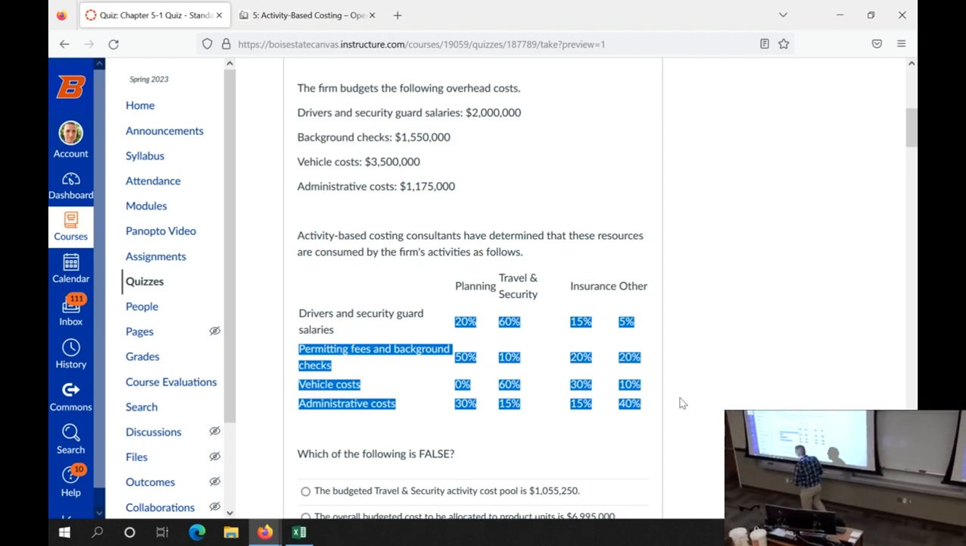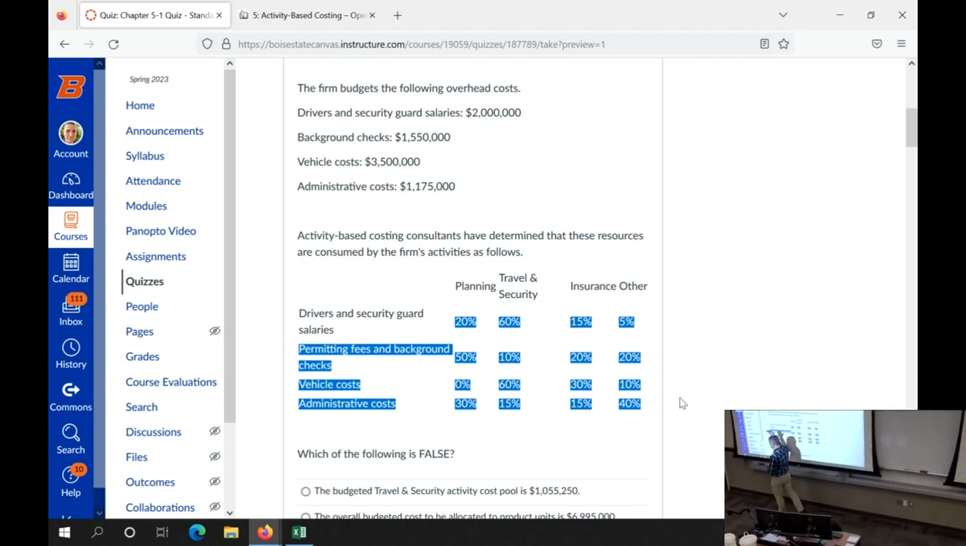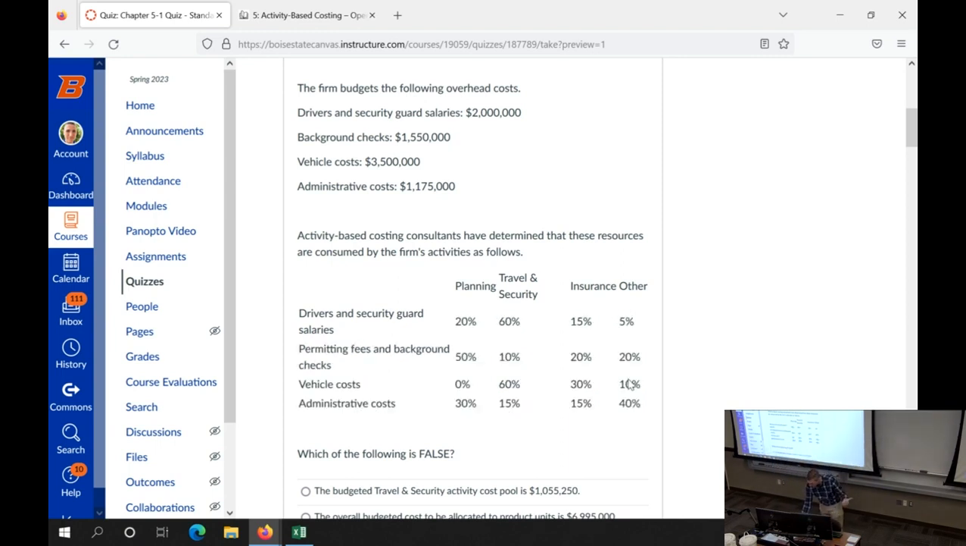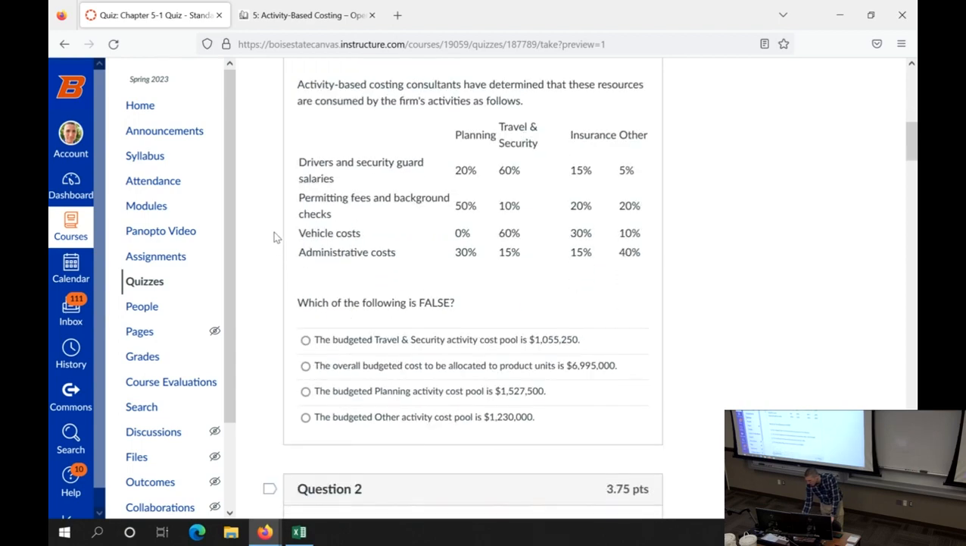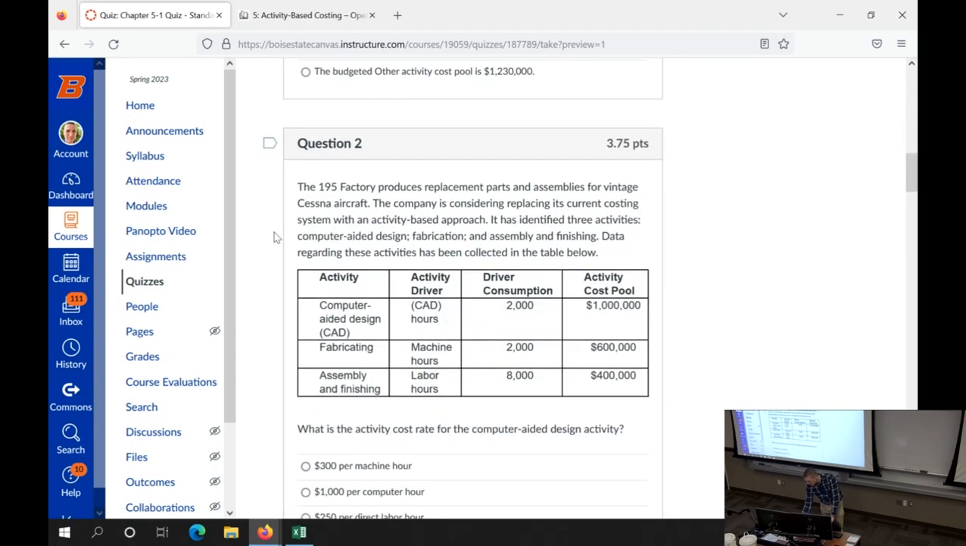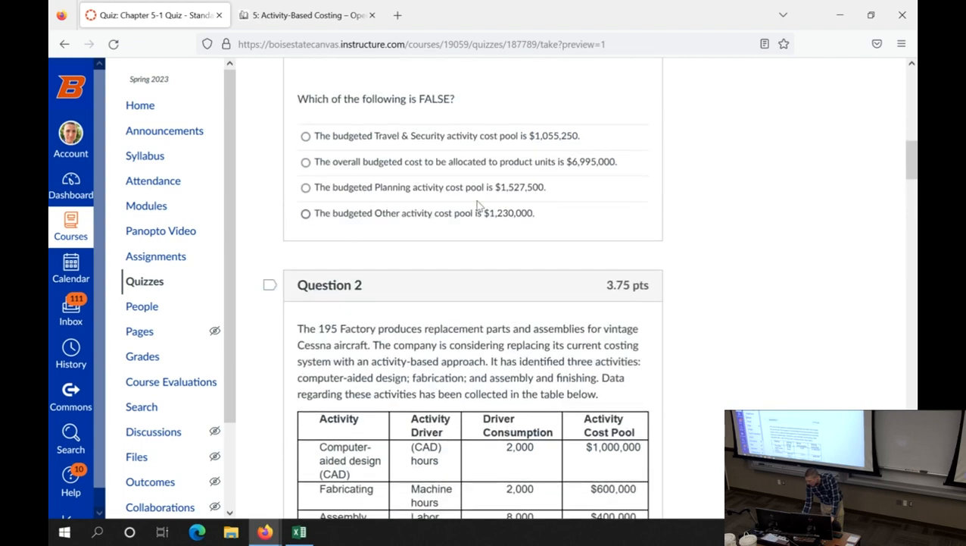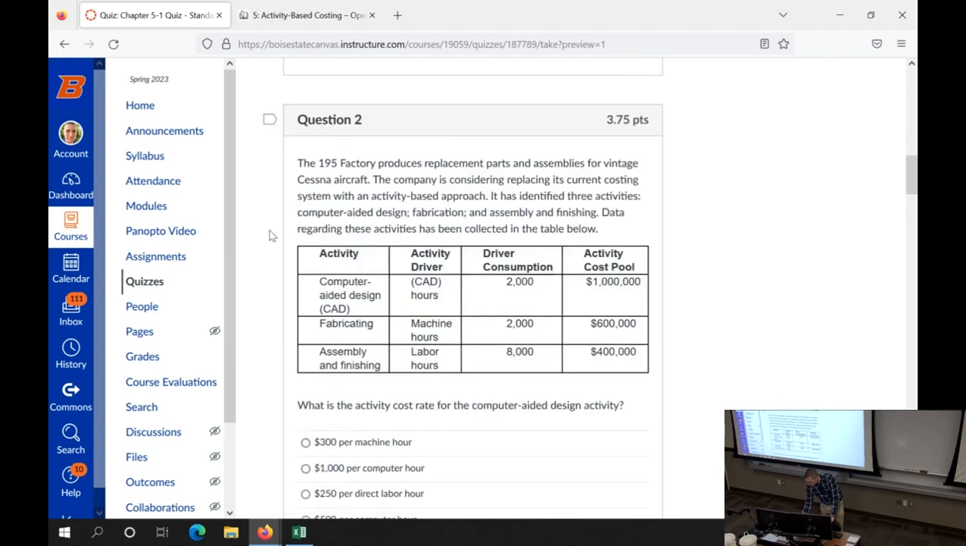A lot of times in the introductory classes, they don't cover the full process. And so a good number of these questions are designed to include first stage allocation and designed to give you some activity-based management opportunities, which I'll explain in a second. Okay, so this one is about first stage allocation. We'll come back to that.